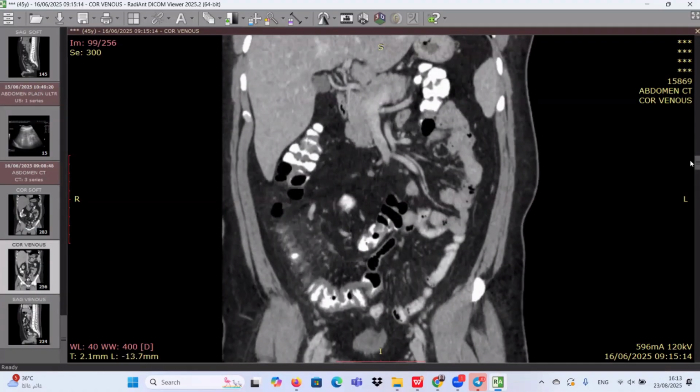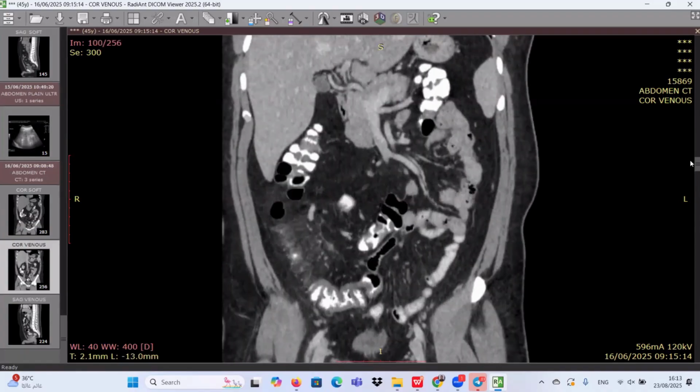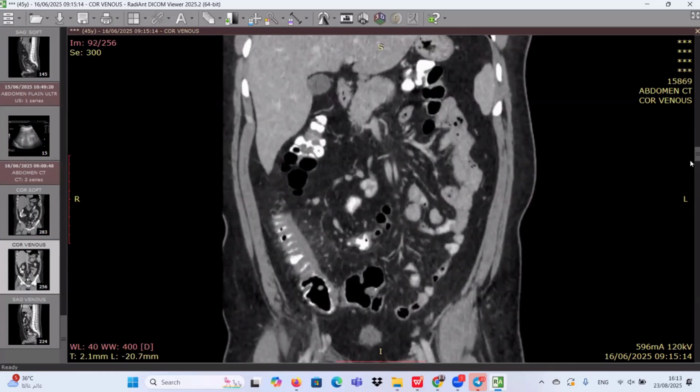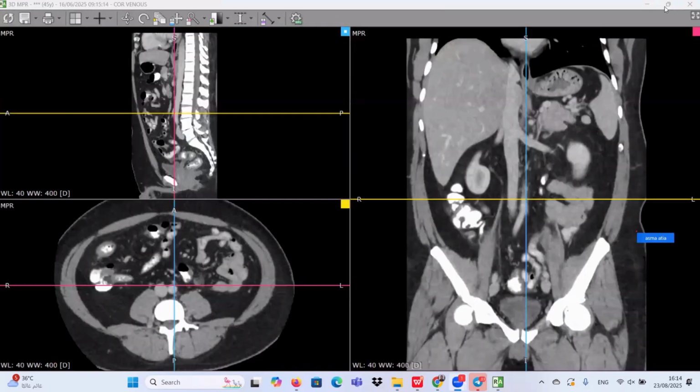Did you find any thrombus in the mesenteric vein? Sir, I would like to see it on the axial, as the anatomy is already shifted, so I cannot comment on the coronals. Just a minute.